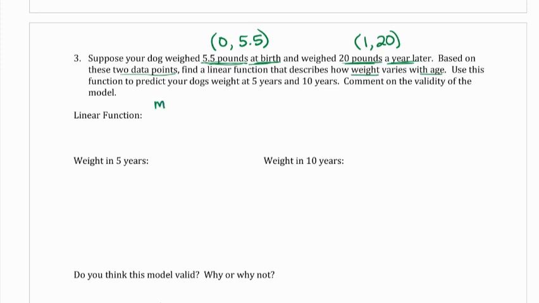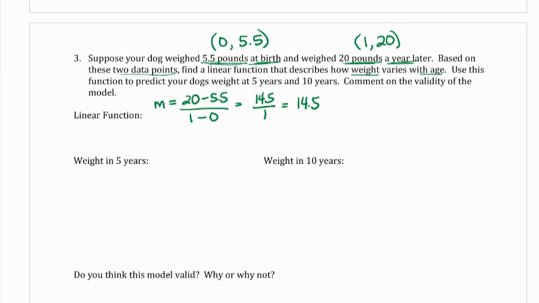First thing I need to do is find my slope. Right, so to find m, I'm going to do the change in y, so 20 minus 5.5. That's a big dog. It grew fast. And then 1 minus 0 on the bottom, change in x. So 20 minus our 5.5 is going to give us 14.5 over 1, which just means our slope is 14.5. And that's pounds per year, right? Because that's how much our dog gained in 1 year.